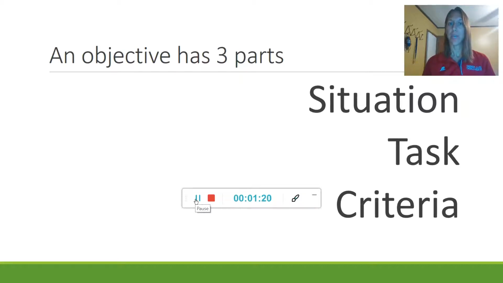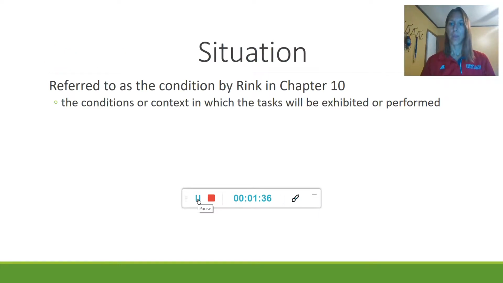Your objective has to have 3 parts. It must have a situation, a task, and a criteria. This may look a little bit different than what you read about in the Rink book in chapter 10. I'm going to explain the terminology from Rink and what we use here at Cortland. You're going to hear situation here at Cortland. This was referred to as the condition by Rink in chapter 10.